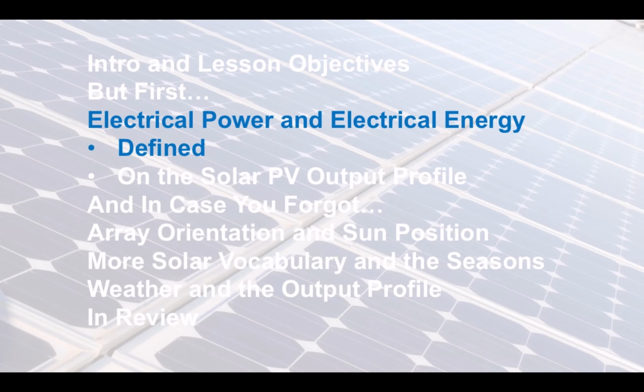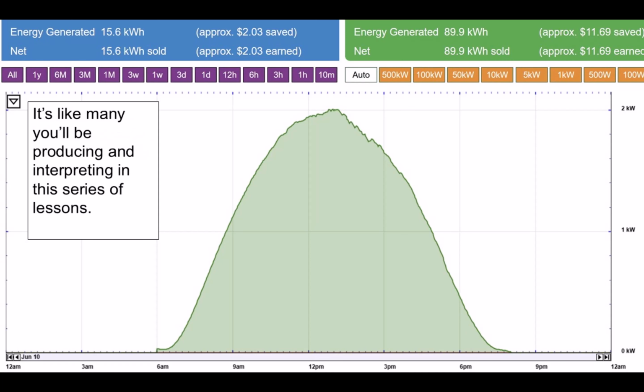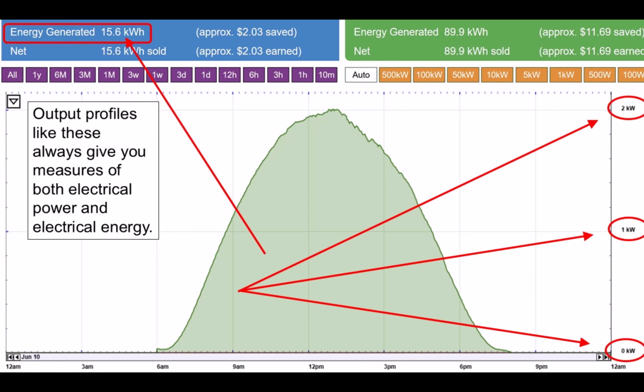Electrical power and electrical energy defined. Let's begin Lesson 2 of What's on Our Roof right here. This is a solar PV output profile for a very sunny day. It's like many you'll be producing and interpreting in this series of lessons. Output profiles like these always give you measures of both electrical power and electrical energy.